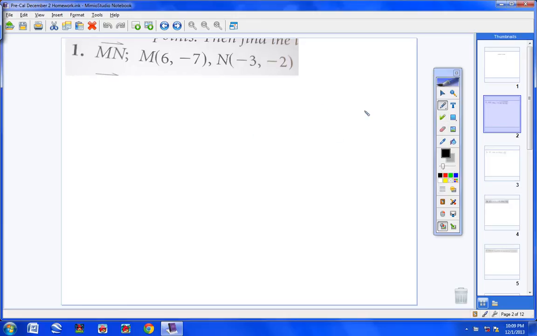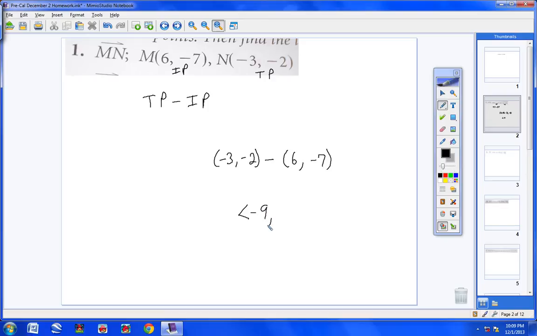Well, I've taught you when you're given a vector that is not in component form, you take the terminal point and you subtract from it the initial point. So it's vector MN. This is your initial point, point M, and N is your terminal point. So we're going to say -3, comma, -2 minus 6, comma, -7. Well, -3 minus 6 would be -9. And then -2 minus a -7 would be 5.